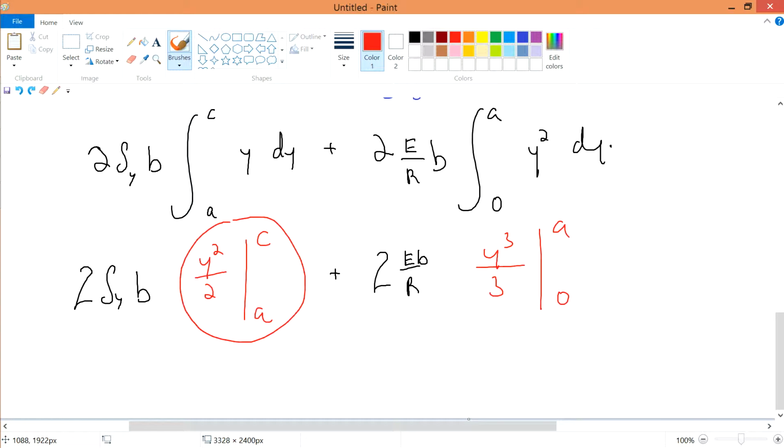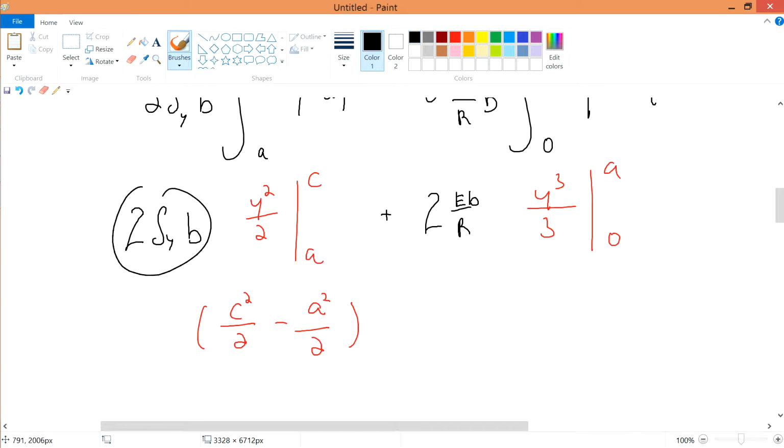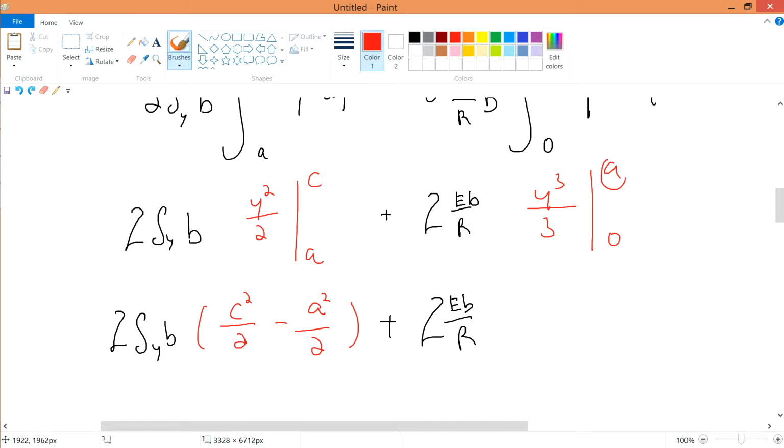Alright, I can simply solve for my definite integral. If I sub in my c over here as this one, I'll have c squared over 2. If I sub in a over here, I have minus a squared over 2, this whole thing, plus, multiplied with this stuff over there. Then plus, I keep this one over here and evaluate this integral. So I sub in a over here first, so what I have is a cubed over 3, and then sub in 0 to here is 0. Zero divided by any number is still 0, so it's like this.